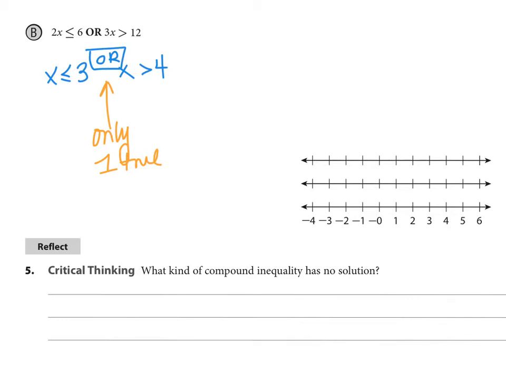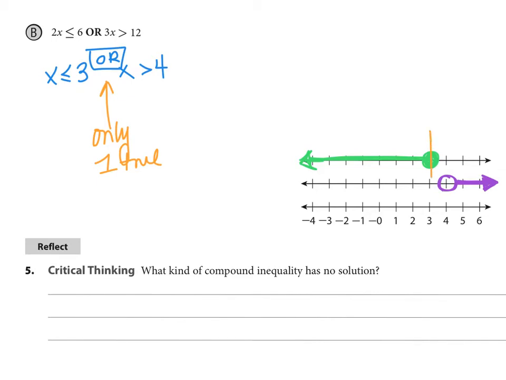So x is less than or equal to 3. I'll graph that one on the top. That means I'm going to do a closed circle on 3 because it's less than or equal to. And less than means I'm going to shade to the left, where the numbers are smaller. And then greater than 4, so that's going to be an open circle on 4. And this other section, greater than, I'm going to go to the right.